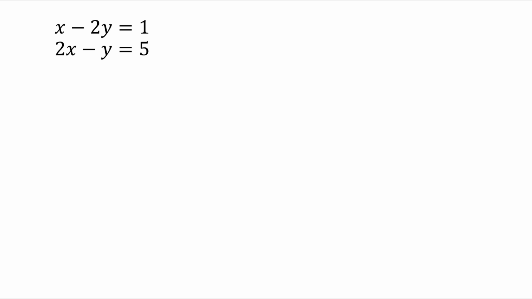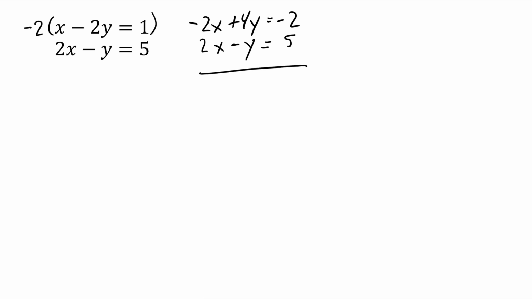So, for example, we could do something like multiply the first equation by negative 2. So that would give us negative 2x plus 4y equals negative 2. And then we could add that to the second equation, 2x minus y equals 5. And so we'd add those together. Negative 2x plus 2x is 0. 4y minus y, that's 3y. And then 5 minus 2 is 3. And then we could divide both sides by 3 to give us y equals 1.